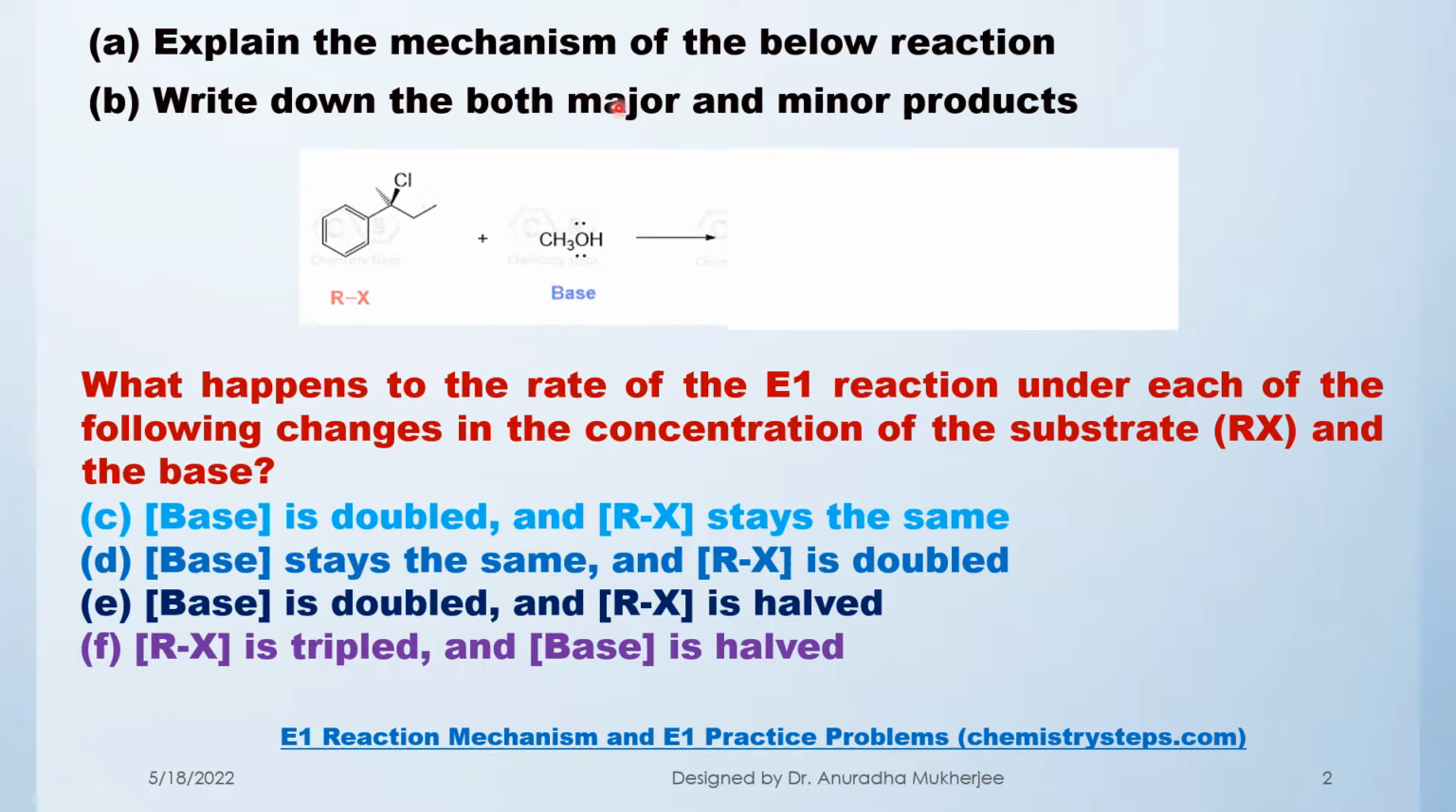So first we have to explain the mechanism of this reaction. Then we have to find out the major and minor products. And there are 4 situations given, and we also have to find those out, like what happens to the rate of the E1 reaction under each of the following changes in the concentration of the substrate and the base. So now let's explain it.